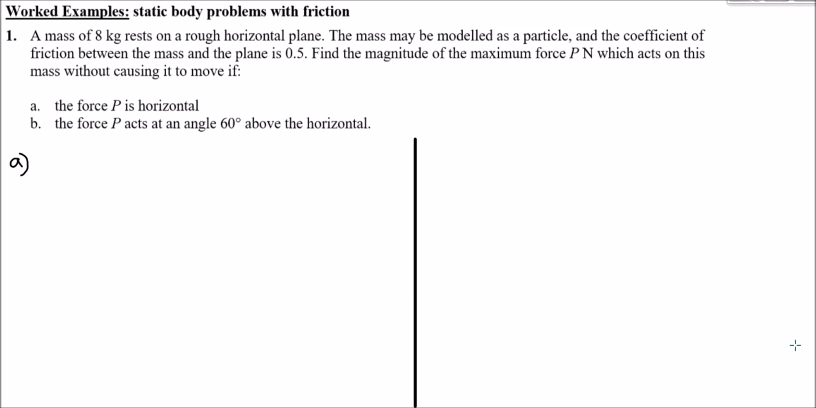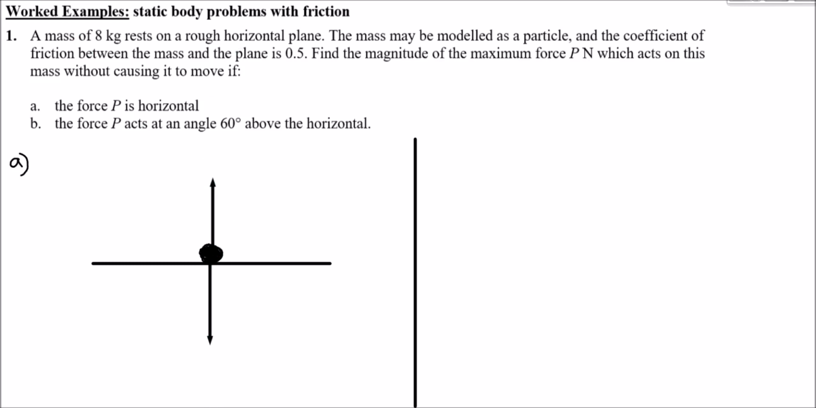So for A, we've got a horizontal force P on the horizontal plane. So just sketch this out. We'll do the particle, just a circular-ish blob, that should do us, and label on the forces. So obviously it's going to have a weight. Mass 8 kilograms means a weight of 8g, which should be going down, and a normal reaction going up, like so.